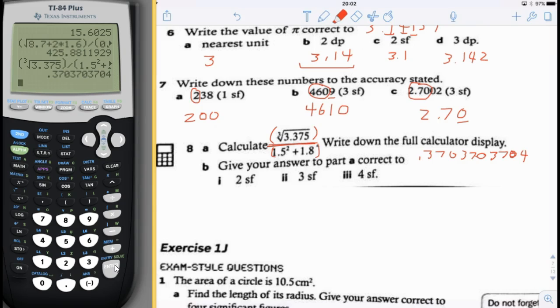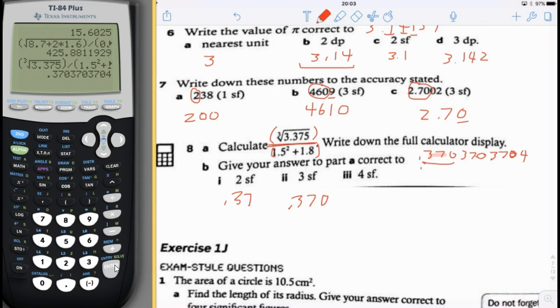Two significant figures would just be the first 0.37. Is the next number, 0, enough to round the 7 up to an 8? No, it's not. So we leave 0.37. Three significant figures would be 0.370. Is the next 3 enough to round the 0 up to 1? No, it's not.